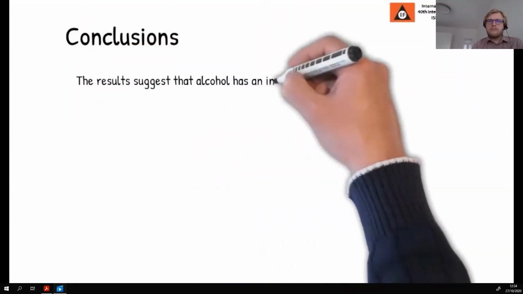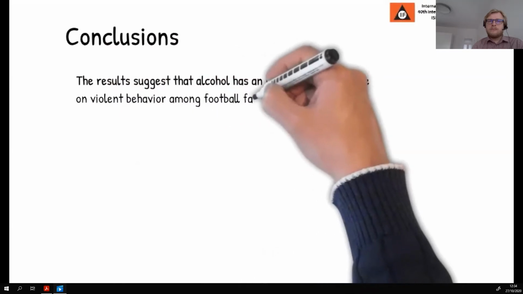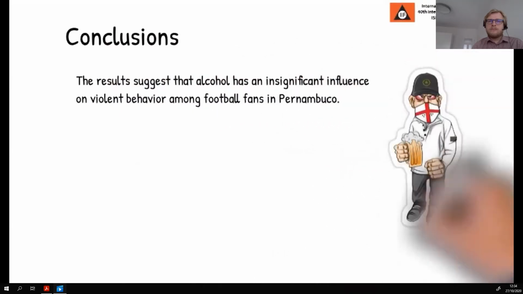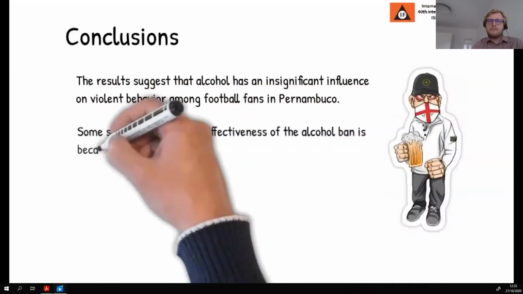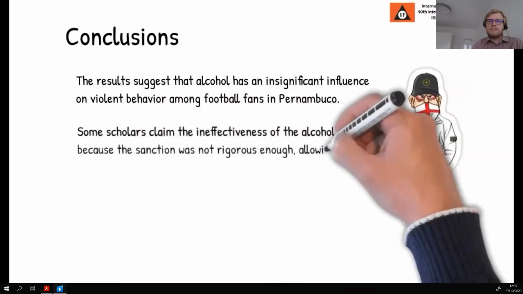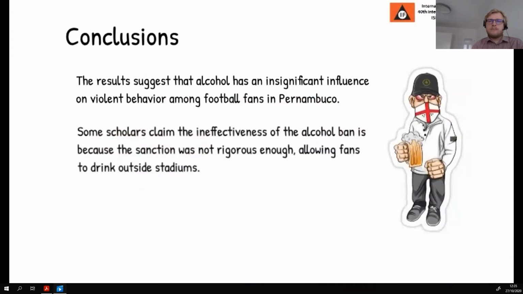Well, just summarizing this work, the results suggest that alcohol does not have a significant effect or is not a potential determinant for the violent behavior of sports spectators in Pernambuco. When the first paper came out in 2017, some social scientists were invited to comment on the results, and many of them commented that this ban on alcohol was not efficient because it was not strong enough. They allow people to drink outside the stadiums, and because of that, it doesn't make any difference.